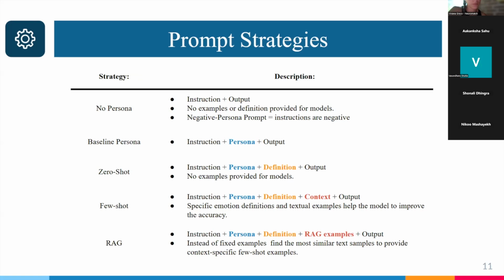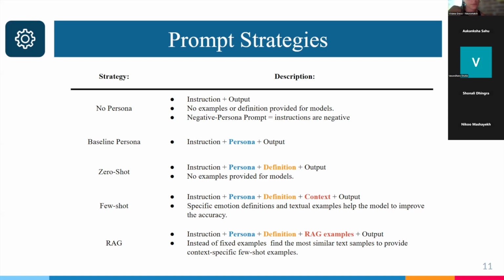Based on the prompt structure components, we also designed 5 main strategies. One of them is no persona, which only has instruction and output. Baseline persona is the instruction in this; the instruction in these strategies has a role to them. For example, you are an expert in emotion analysis.